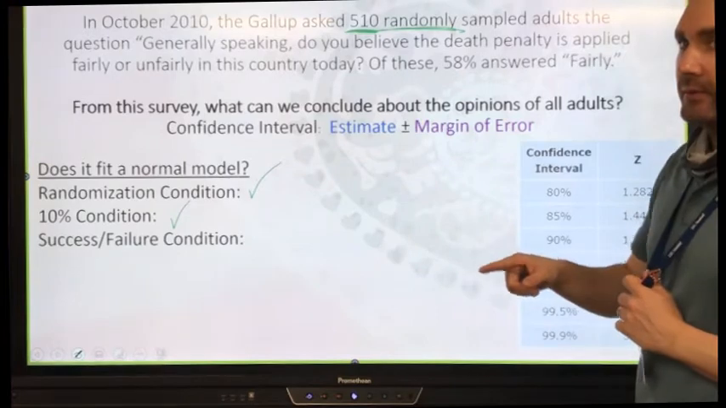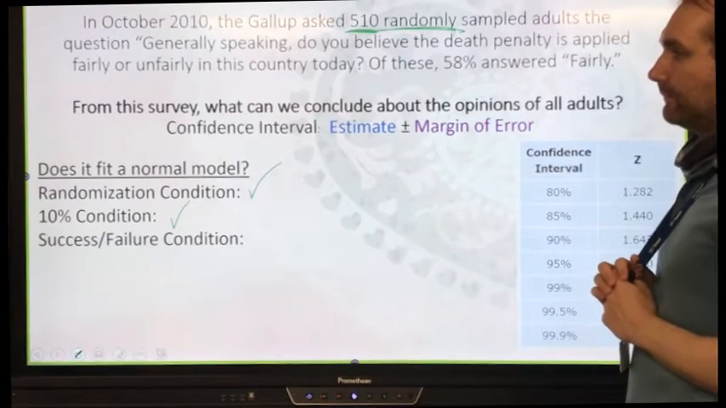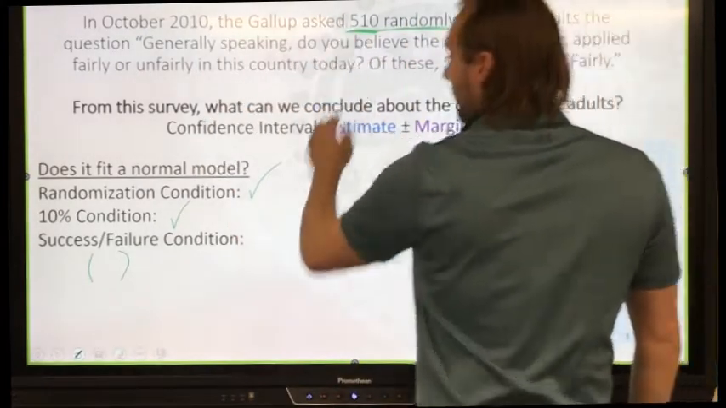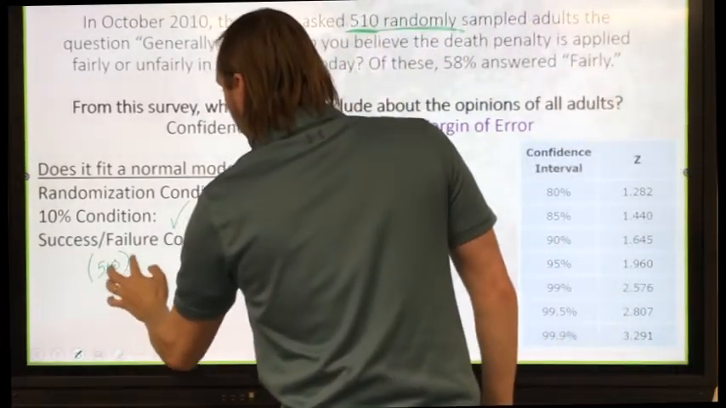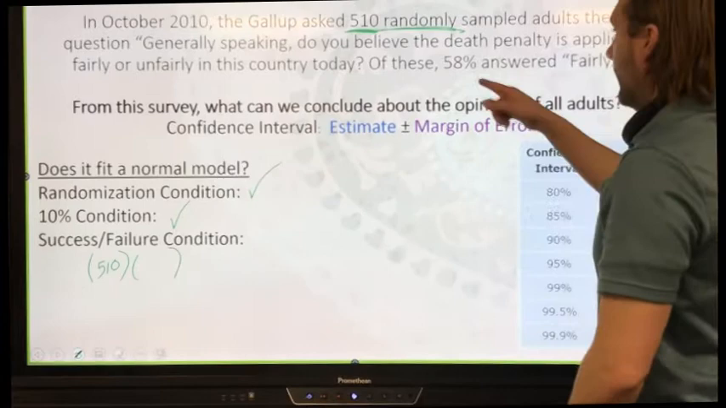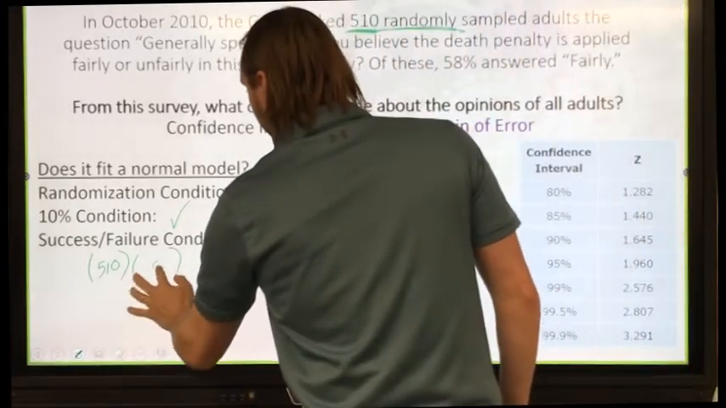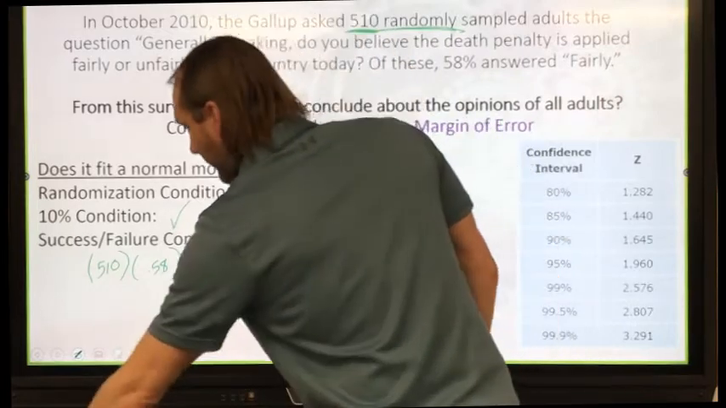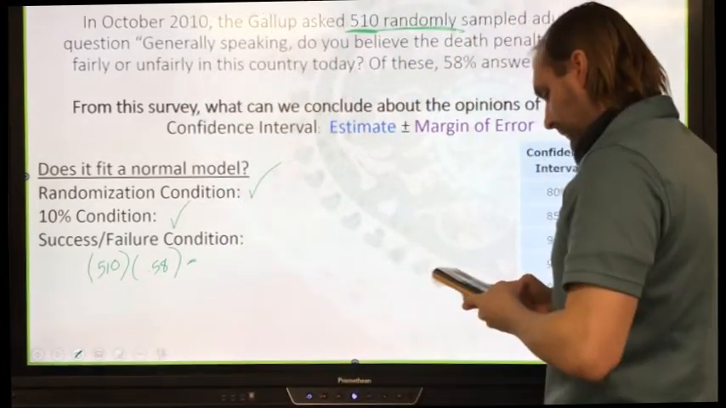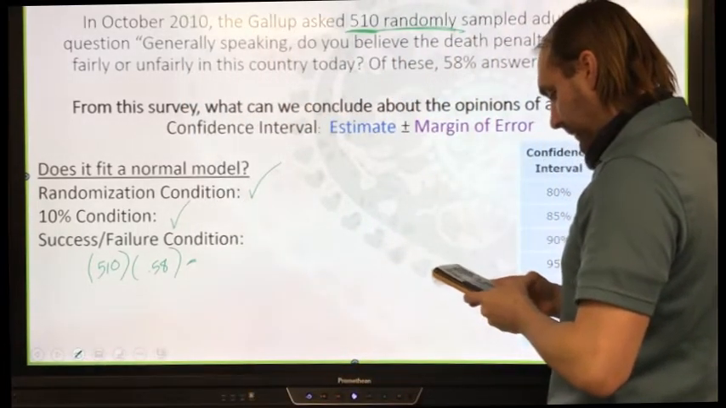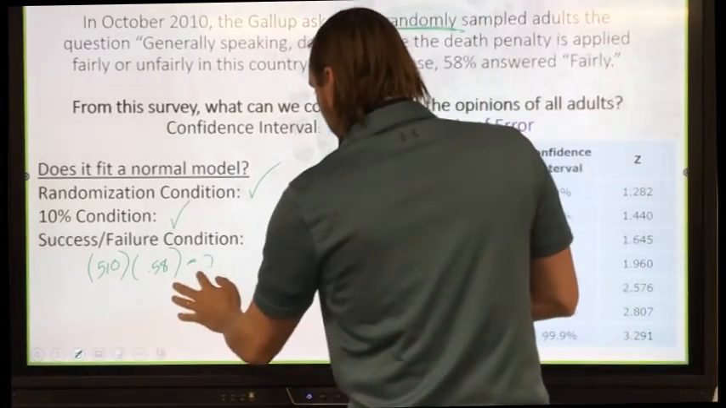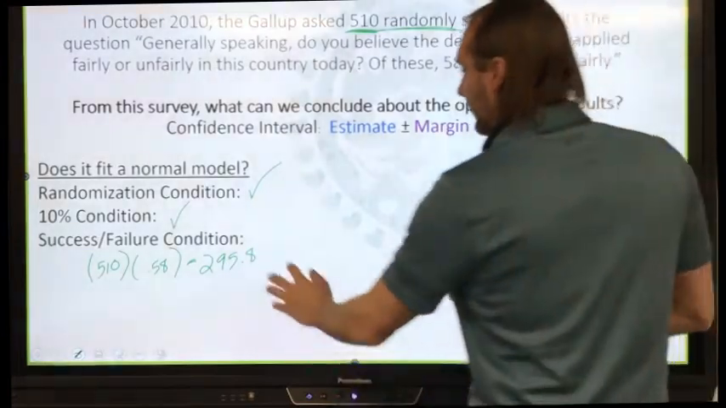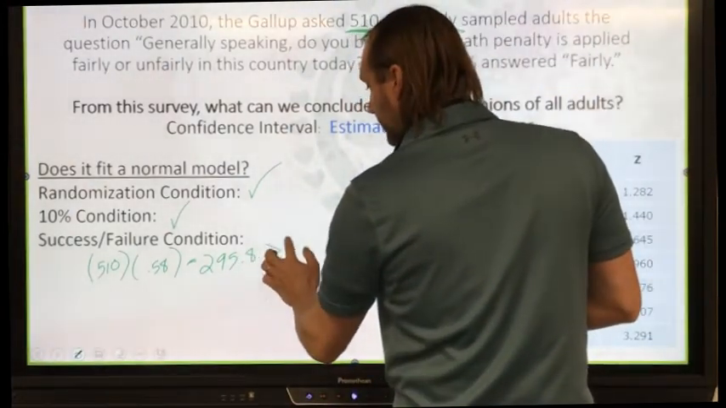Remember success and failure? What am I looking at? The NP. So what is my N value? 510. What is my P value? 0.58. And I want that number to be, well, let's figure out what it equals. 510 times 0.58 is 295, and I need this number to be greater than or equal to 10. Very good, 10.